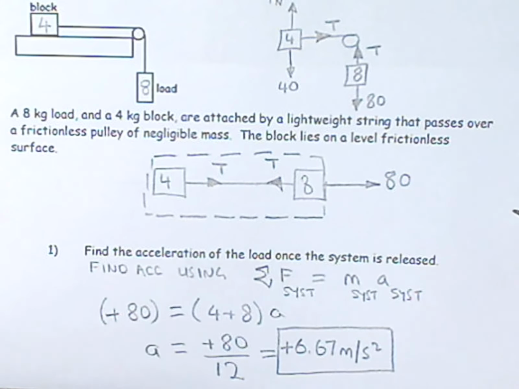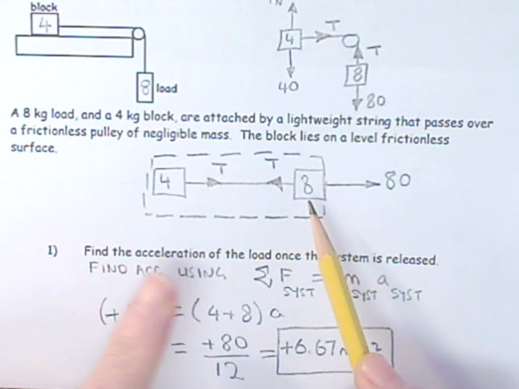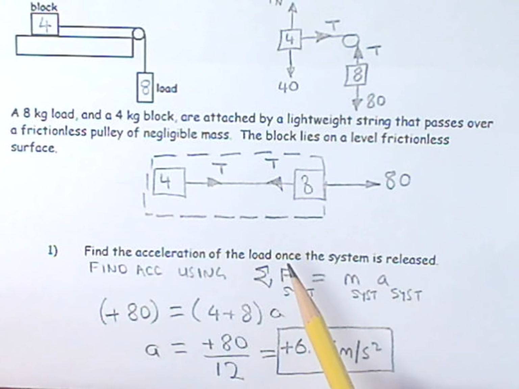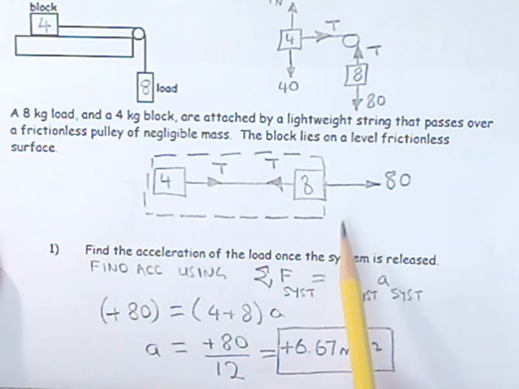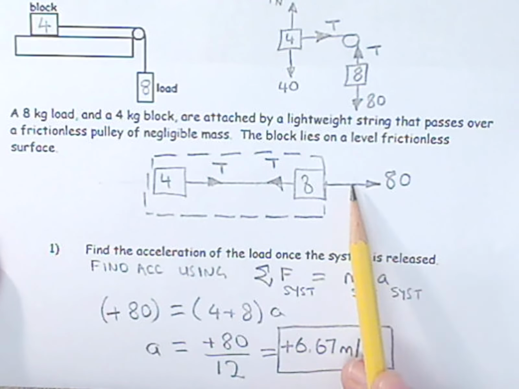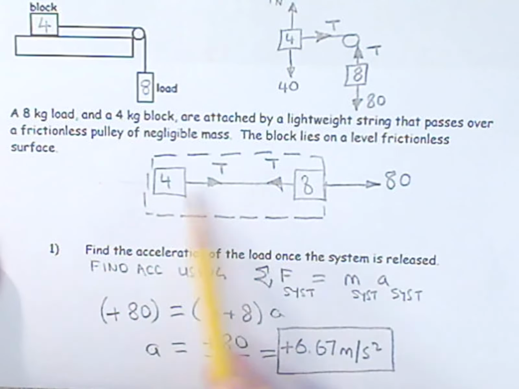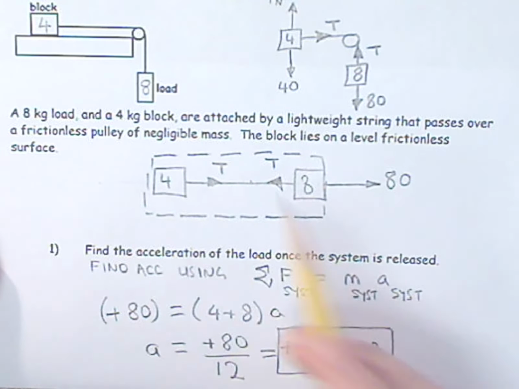So when you want to do the acceleration of a connected mass system, use the entire system, look at the external forces, in this case there's only the 80. Take the combined mass, in this case the 4 and the 8, and then you'll find the acceleration of any bit of the system or all of the system.